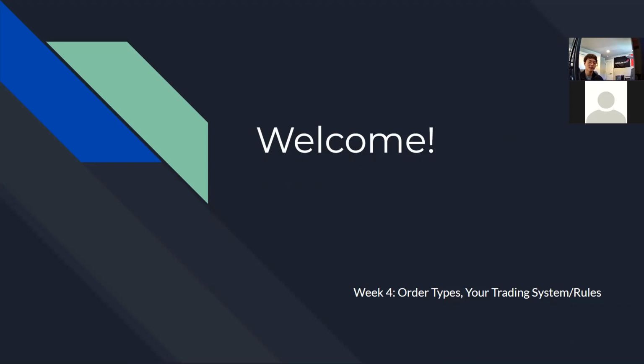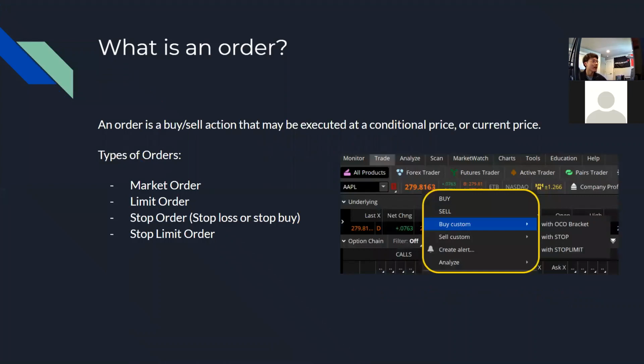to do with Tesla, but we'll go over that towards the very end. So first of all, what is an order? An order is a buy or sell action that may be executed at a conditional price or the current price.